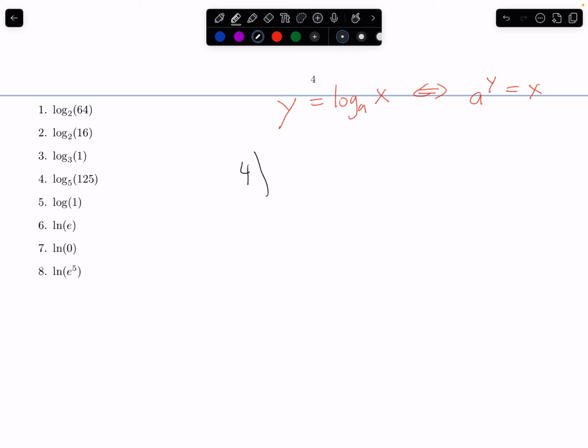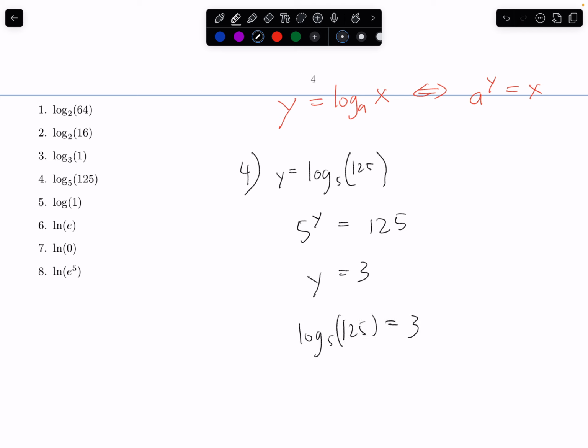Okay, number 4. Oops, sorry. Number 4. Log base 5 of 125. So let's see. y is equal to log base 5 of 125. That means 5 to the y is equal to 125. That's 5, 25, and then 25 times 5 is 125. So y is equal to 3. And so 3 is your answer here. Log base 5 of 125 equals 3. Didn't write the parentheses earlier. Sorry.